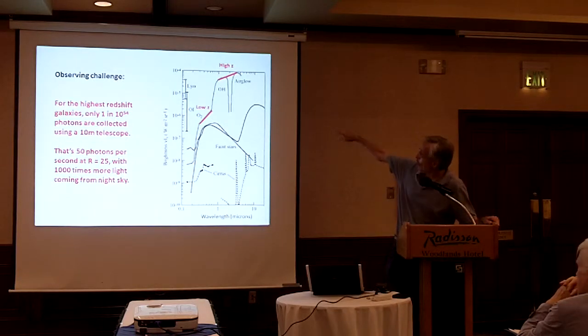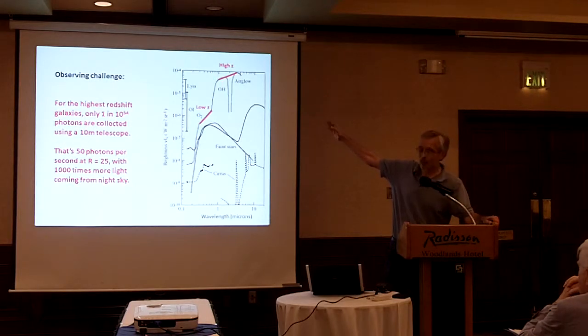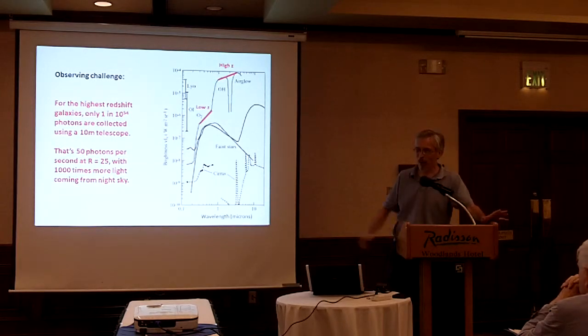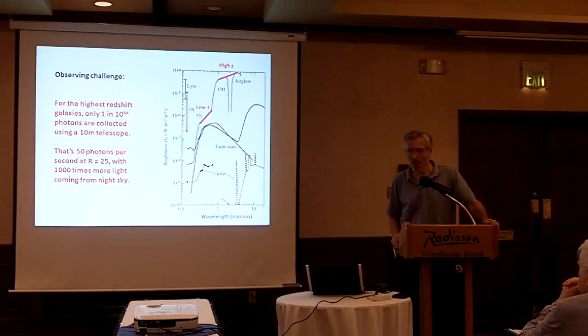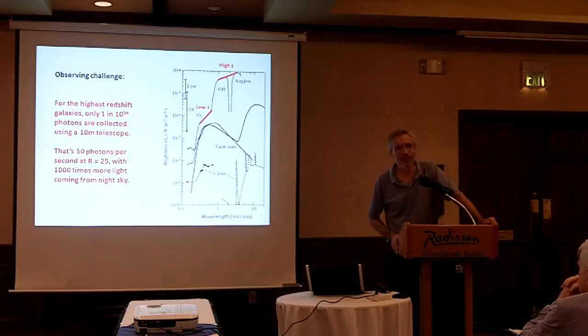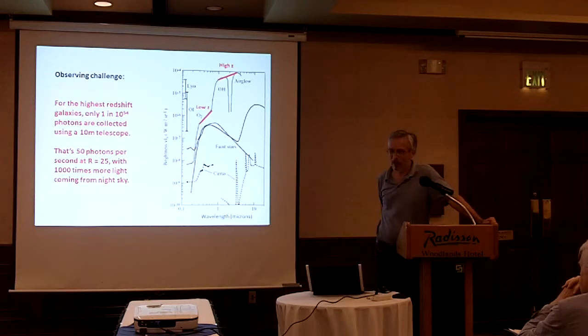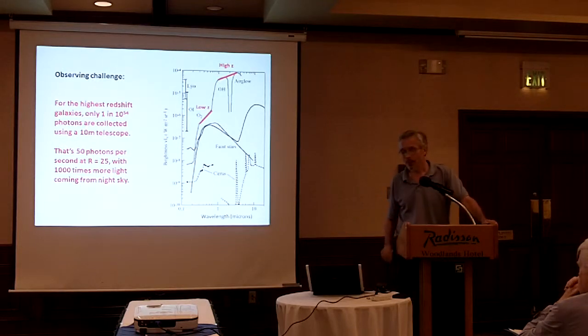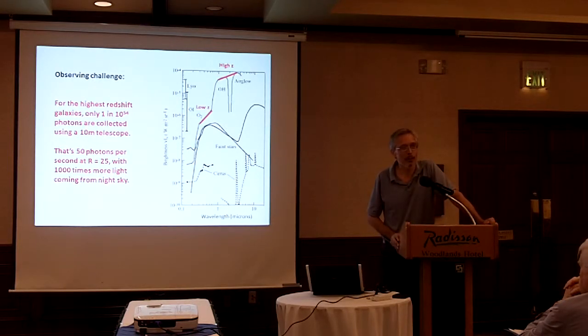So you're in a situation where the emissivity of the sky is a couple orders of magnitude higher as you try and look for these very highest redshift galaxies. You just play this game out as far as you think you can. And if you put a number on it, why is it a hard game? Because even with a 10-meter telescope, you're collecting 1 in 10 to the 54 of the photons that galaxy emitted. That's hard work. It's about 50 photons a second coming into your telescope, which is dwarfed by 1,000 times more photons from the sky.